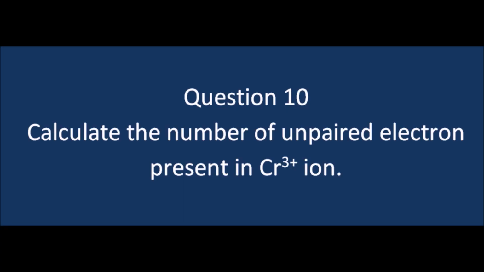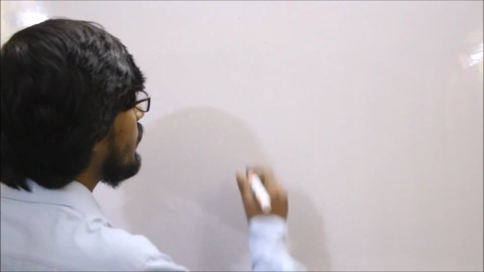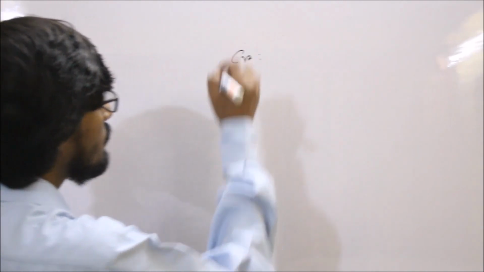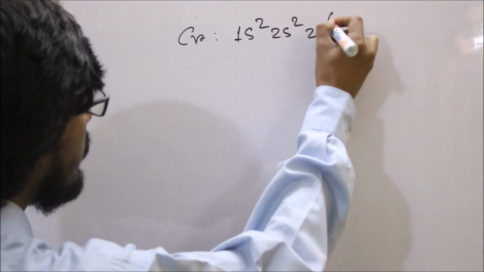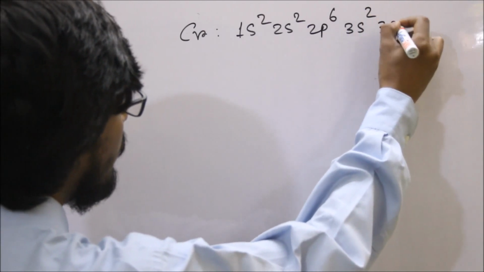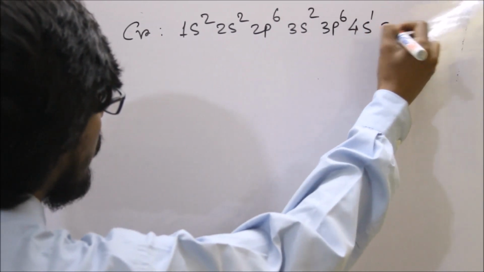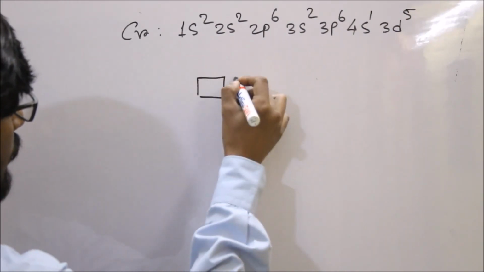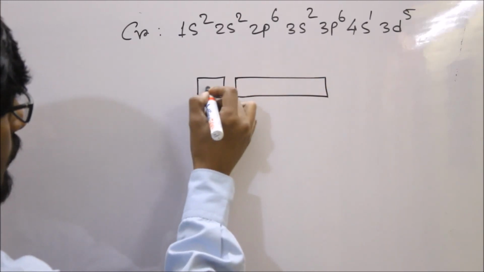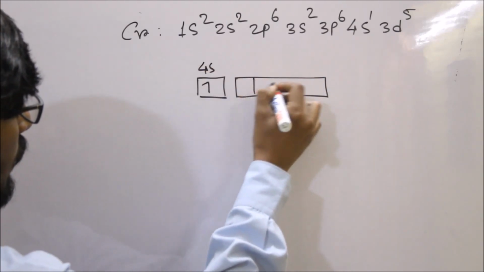Question number 10 of atomic structure: calculate the number of unpaired electrons present in Cr3+. So the electronic configuration of the chromium atom is 1s2, 2s2, 2p6, 3s2, 3p6, 4s1, 3d5. Now the box diagram of the valence shell is like this: 4s1 and 3d5.